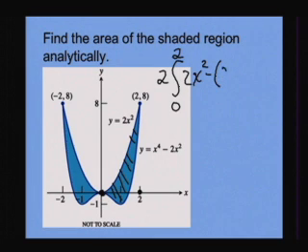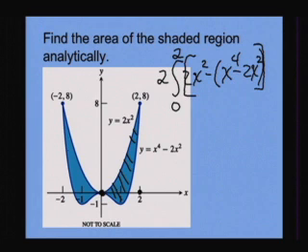x to the fourth minus 2x squared, and that's all, again, with respect to x. Okay, so let's continue simplifying that.